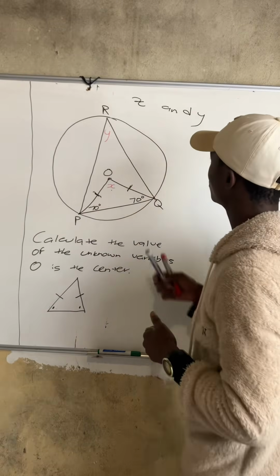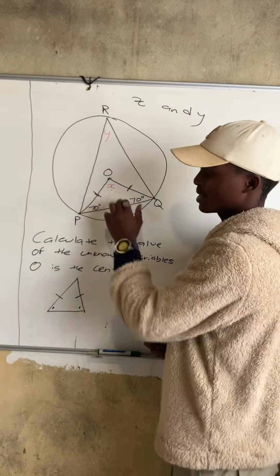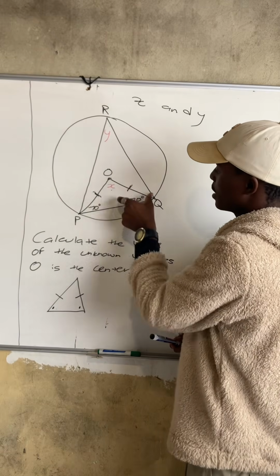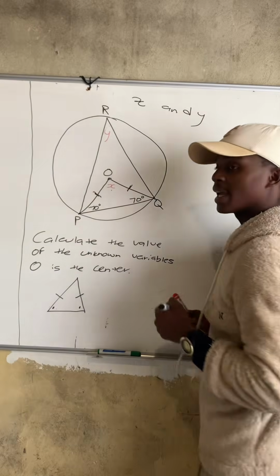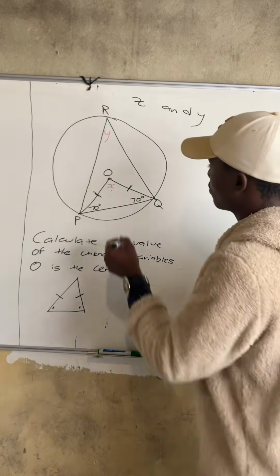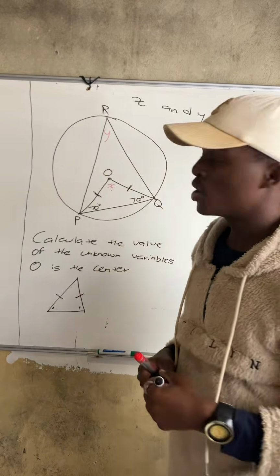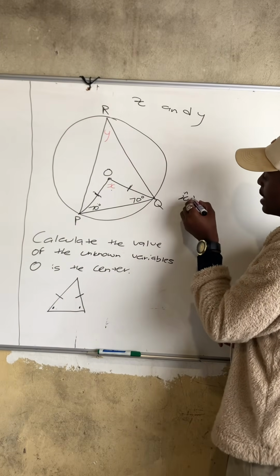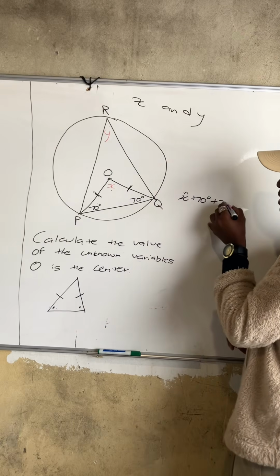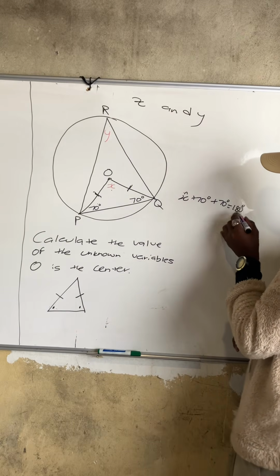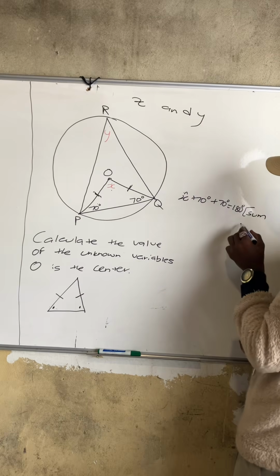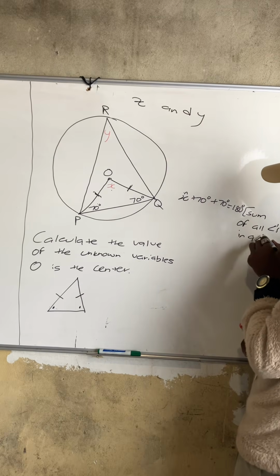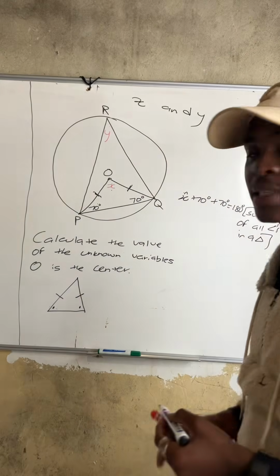So the question wants us to find x and y. So here is our x. How can we find our x? We can use a triangle. If you check here, we have a triangle. A triangle must have three sides. So we have 1, 2, 3 sides. So now we have to write it as angle x plus 70 degrees plus 70 degrees equals 180 degrees. The reason is sum of all angles in a triangle. Sum of all angles in a triangle.